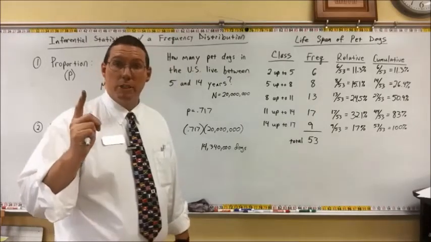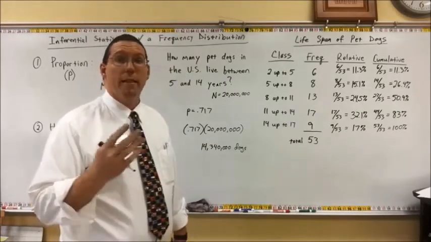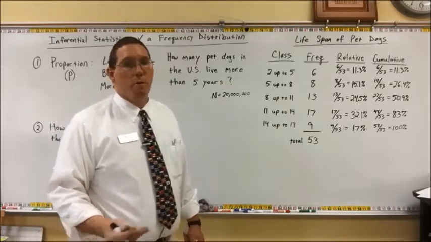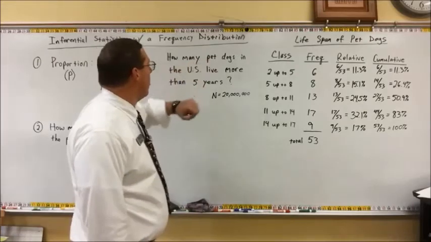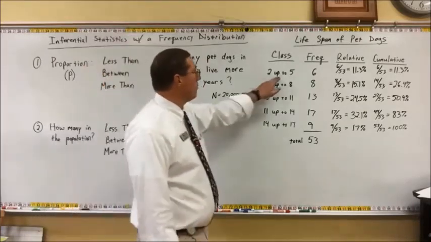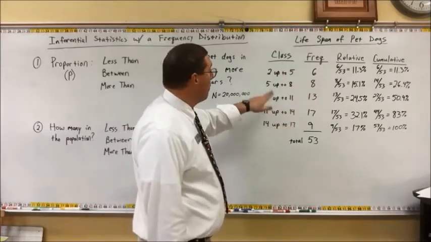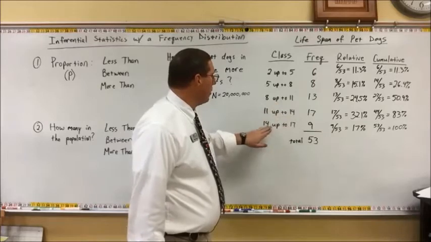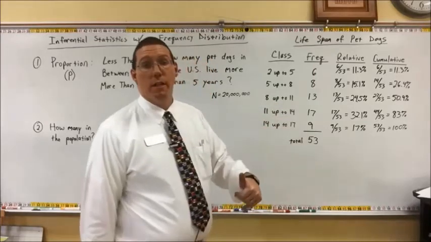All right, we have one more kind of question to answer with this frequency distribution, and that's how many live more than. Okay, so let's answer this question. How many pet dogs in the U.S. live more than 5 years? All right, well, 2 up to 5 is not going to be included. 5 up to 8 is included. 8 up to 11, 11 up to 14, and 14 up to 17, all included.